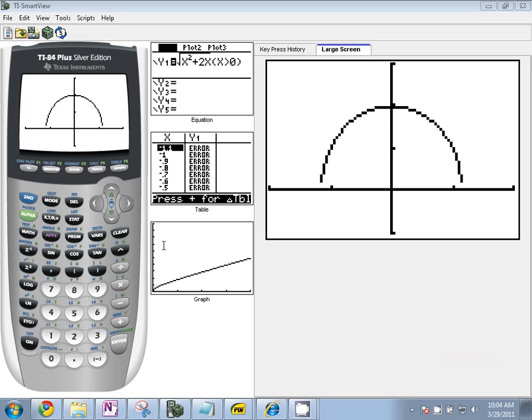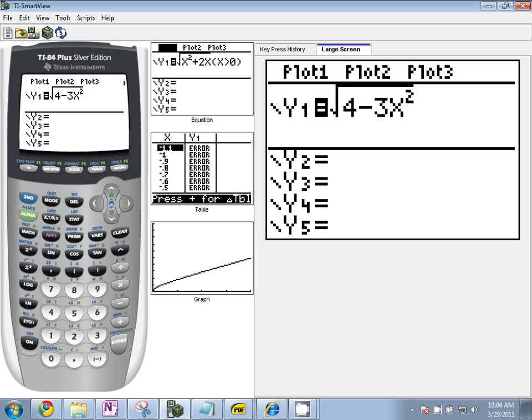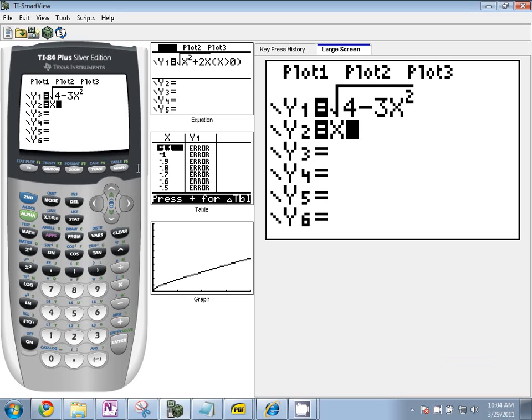Why is it showing there's a gap? It's so steep. Yeah, it's too steep. The resolution on the calculator can't quite handle it, so it doesn't draw the dot. Okay, so what line should we draw in there? Y equals what? X. Graph this thing, right?